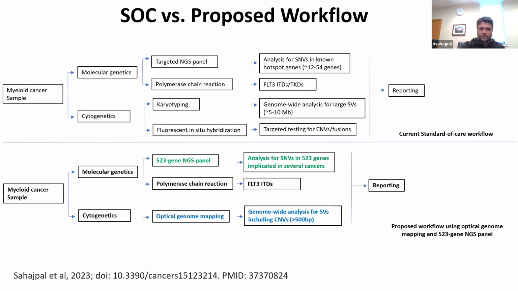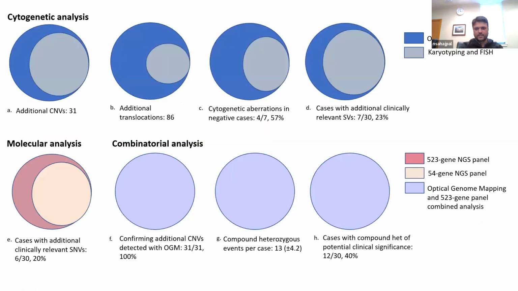So we had proposed that in the molecular lab, instead of a smaller gene panel, we use a 500 gene panel. We'll still have to use polymerase chain reaction for FLT3 ITDs, while in the cyto lab, instead of the karyotyping and FISH, we use optical genome mapping. And then we can do a combined or a combinatorial analysis with the 523 gene panel and the OGM in a single software and report as a single report. I'm highlighting this because I'll be talking about certain cases when I show the outcome data.